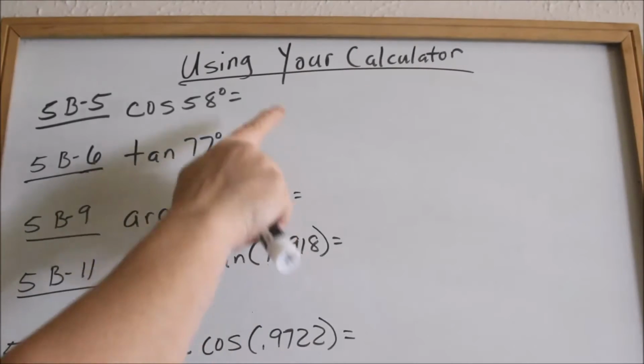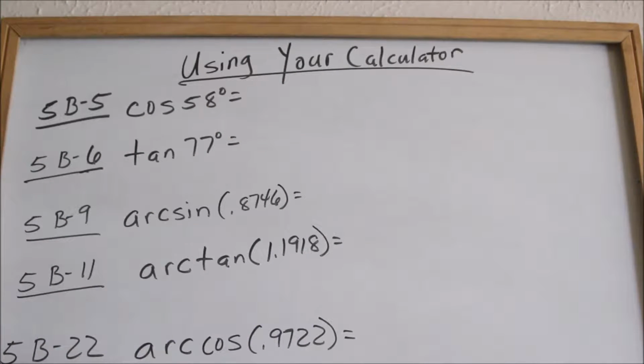Okay, in this lesson we're going to work on using your calculator for all these trig functions. If you look at your calculator, you'll notice you only have sine, cosine, and tangent, because secant, cosecant, and cotangent are reciprocals of those. You just need to find sine, cosine, and tangent, and then you can find the reciprocal in your calculator. You don't need a secant, cosecant, cotangent button.